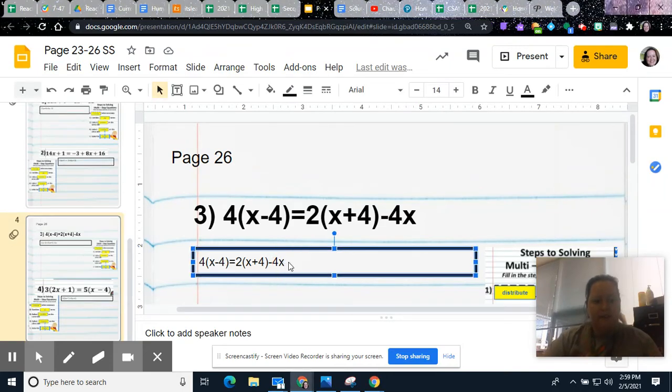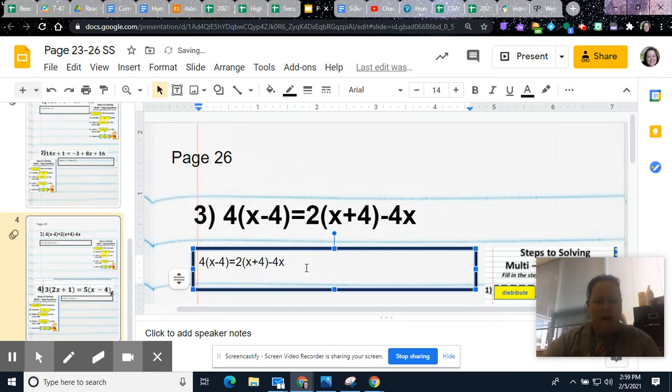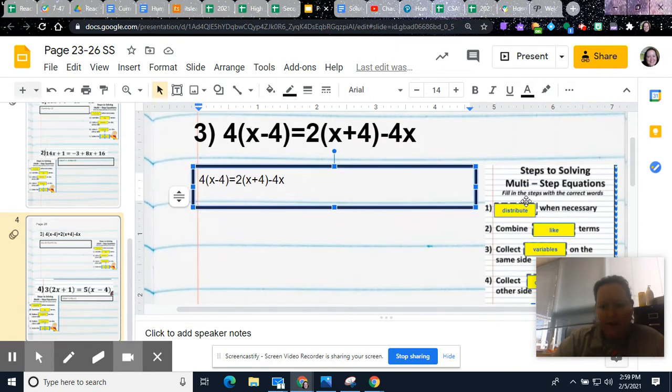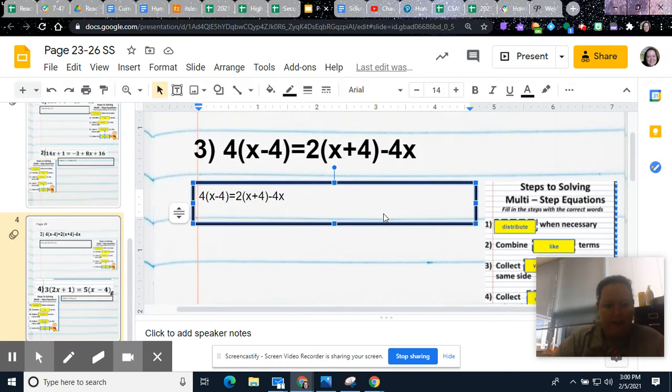Hi, let's see how you did on page 26. So I've typed the equation for you. Now, step one, if you look over here at your little steps, is distribute when necessary.